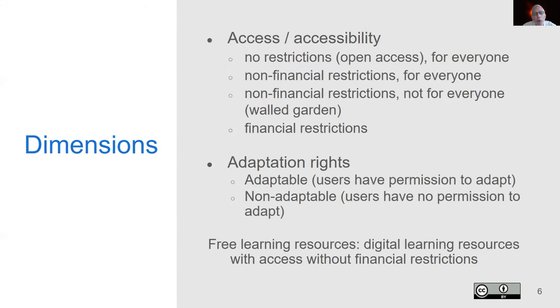When we look more closely at each of these two dimensions, and also these were the dimensions of David Wiley also used in his framework, which I think will be no surprise to everyone knowing David Wiley, we saw four values for the dimension access or accessibility. We say, well, you can have no restrictions at all for everyone.